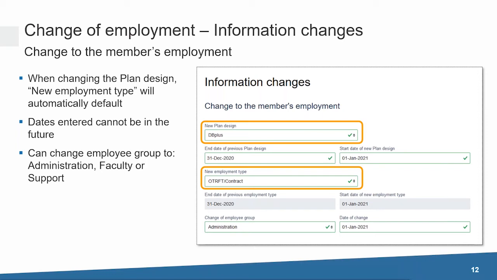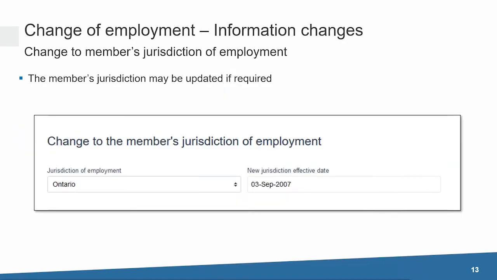Please note that future dates cannot be entered for this process. You will only be able to change a member's employment information retroactively or on the effective date of the change. You can also change a member's employee group if required. You will have the ability to change or update a member's jurisdiction of employment. You will need to provide the new jurisdiction of employment and the effective date.